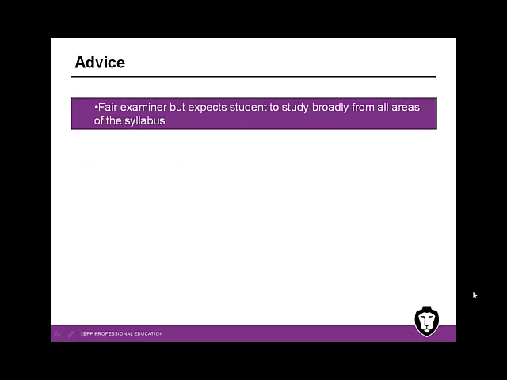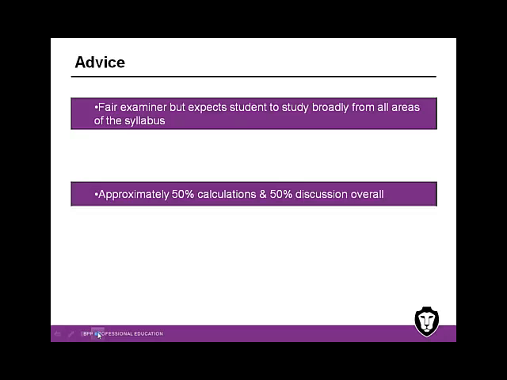A final bit of advice then is that the F5 examiner is very fair, but she expects students to study broadly from all areas of the syllabus. So make sure then that you are studying all of the 4 main syllabus areas and thinking about the techniques in terms of how they enable a company to assess its performance. Remember, this is a performance management paper, and so we're thinking about the different techniques being used to assess and appraise performance.